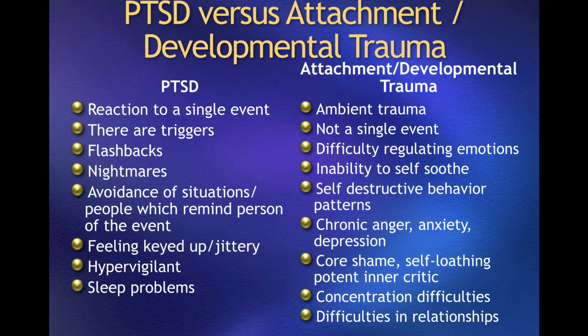Developmental trauma, as I mentioned, is ambient. It's not a single trauma. And when there isn't proper emotional bonding with the primary caregivers, it leads the child to have difficulty regulating their emotions. They have an inability to self-soothe. They come up with self-destructive behaviour patterns. They can have chronic anger, anxiety or depression. They can have self-love deficit disorder, which is shame, self-loathing, a potent inner critic. They can end up with ADHD, concentration difficulties, and difficulties in relationships in adulthood as well.